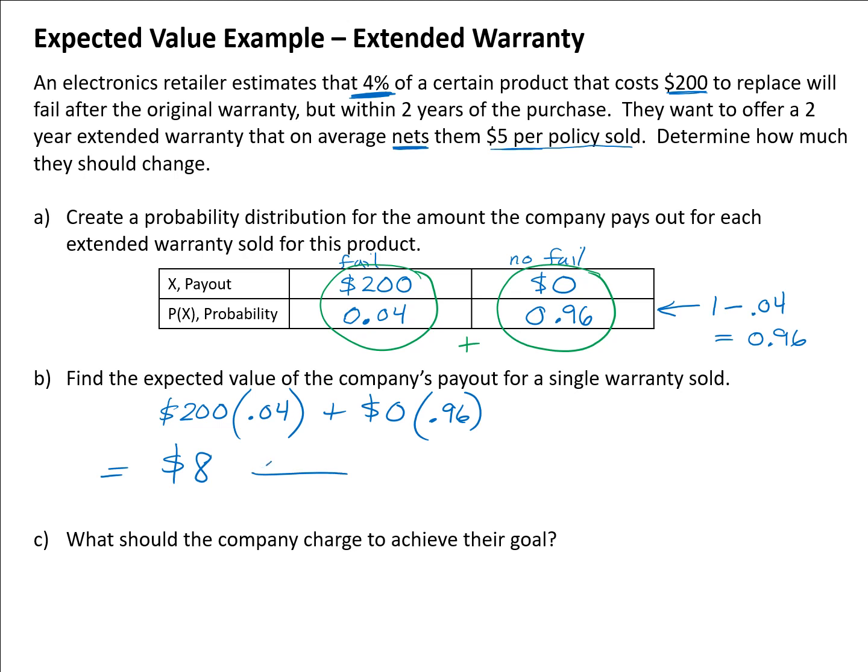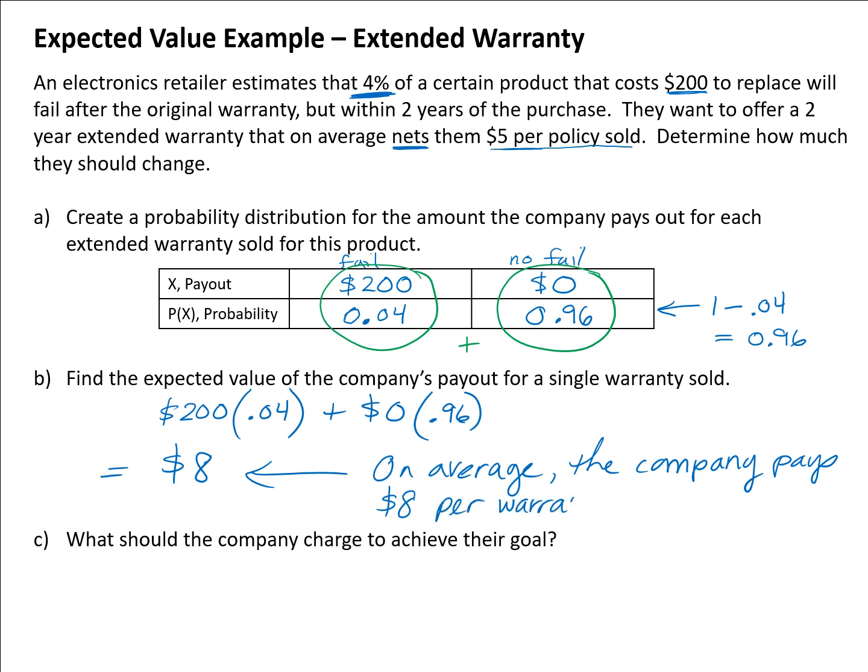Now, think about what this means. On average, for many, many extended warranties sold, the company is going to pay out $8 per warranty sold. Again, this is over the course of selling many, many warranties. We are taking advantage of the law of large numbers. So this is what would happen in the long run in thinking about selling many, many policies. They would, on average, pay $8 per policy.